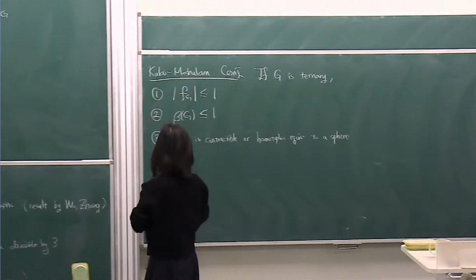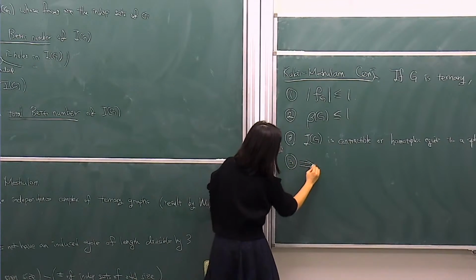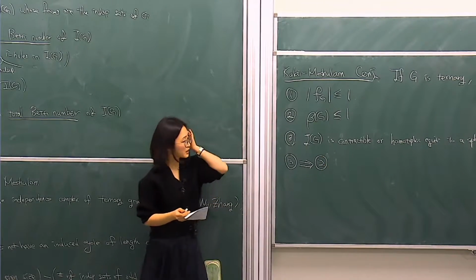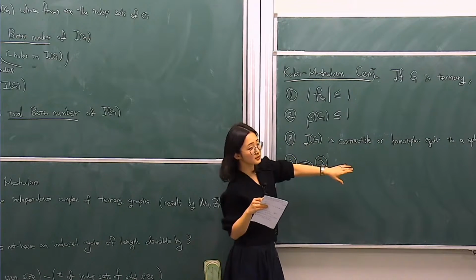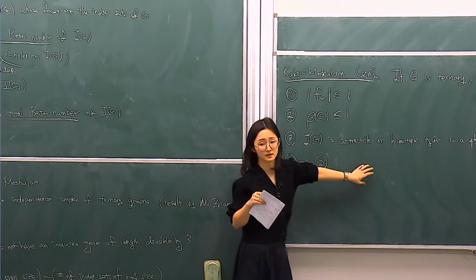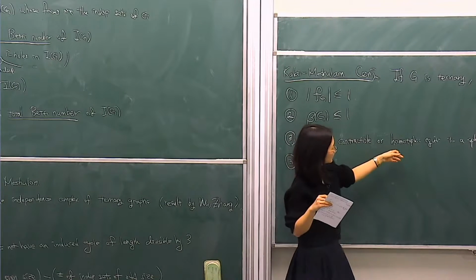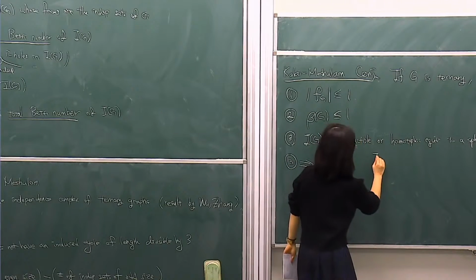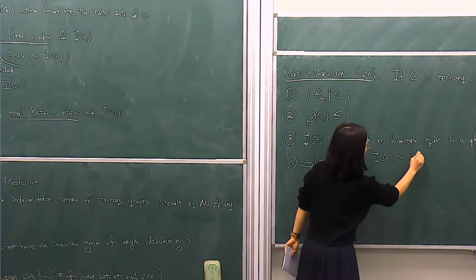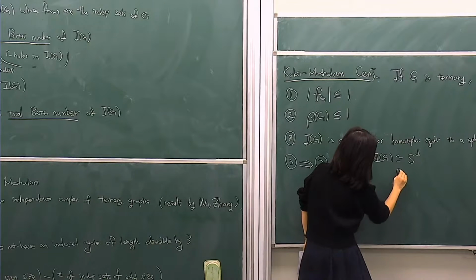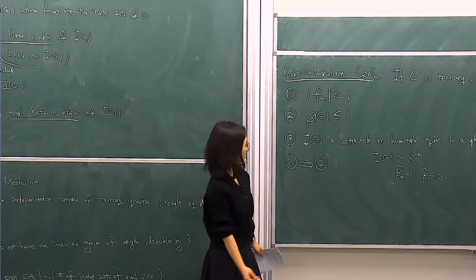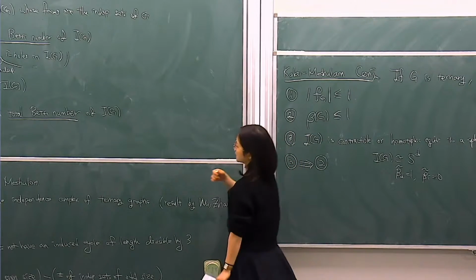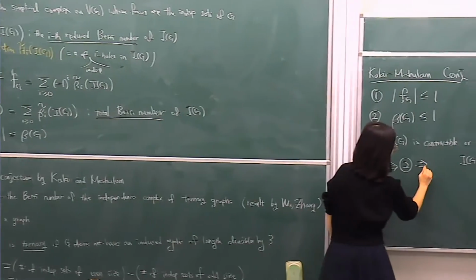Here, 3 implies 2. Because if our complex is contractible, that means the Betti number is 0 in all dimensions, so the total Betti number is 0. And if it is homotopy equivalent to, let's say, a d-dimensional sphere, then only beta sub d is 1 and for the other dimensions it is 0, so the total Betti number becomes 1. So 3 implies 2, and as I mentioned before, 2 implies 1.